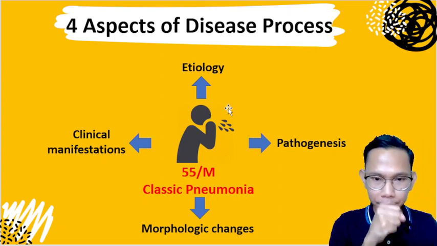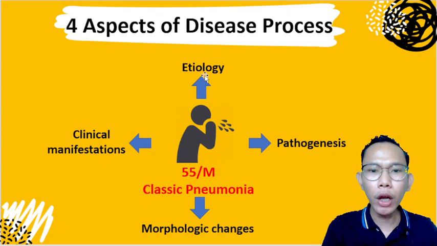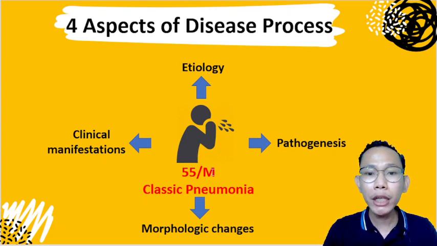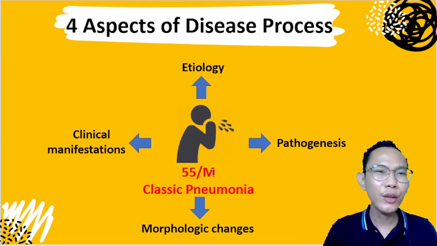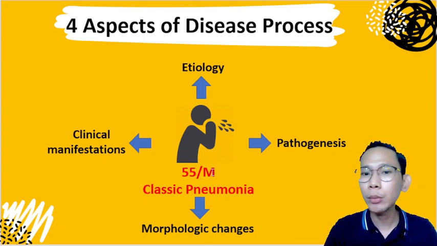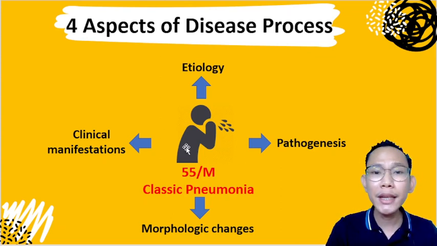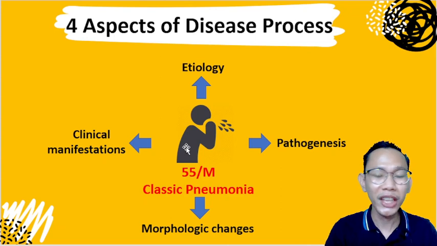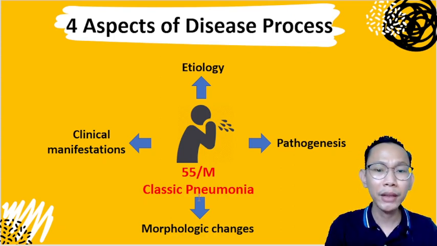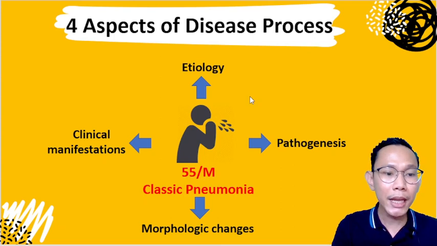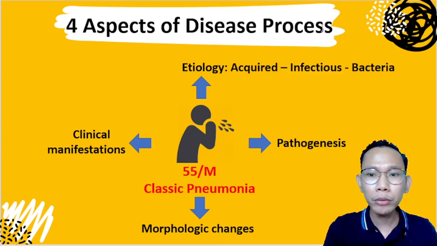Okay. So, etiology. So, we have a 55 male patient who came in due to coughing. Tapos, i-diagnose na lang natin ang pasyente natin na may classical pneumonia or what we term as lobar pneumonia. We know that pneumonia is brought about by a lot of etiology. Hindi lang naman bacteria ang nagkakaroon. Bacteria ang reason bakit nagkaka-pneumonia ang pasyente. But for the sake of our discussion, let's just make our etiology brought about by the bacteria.